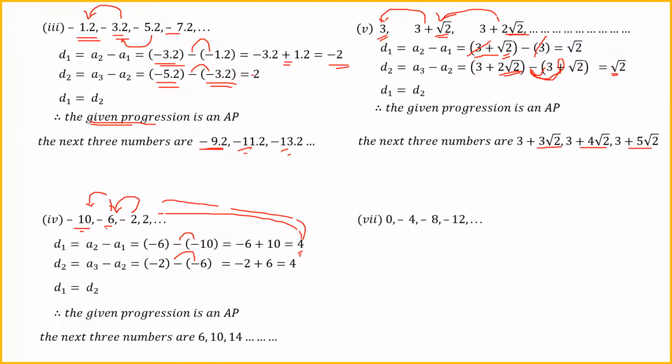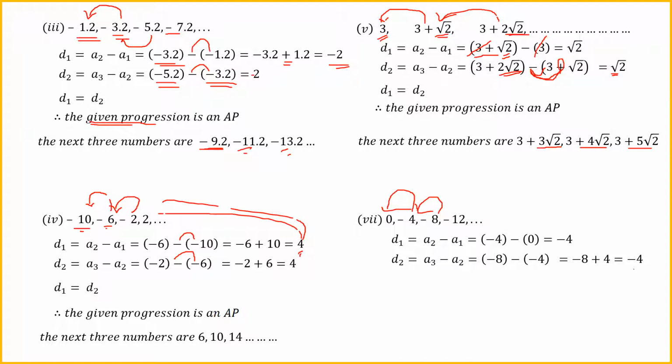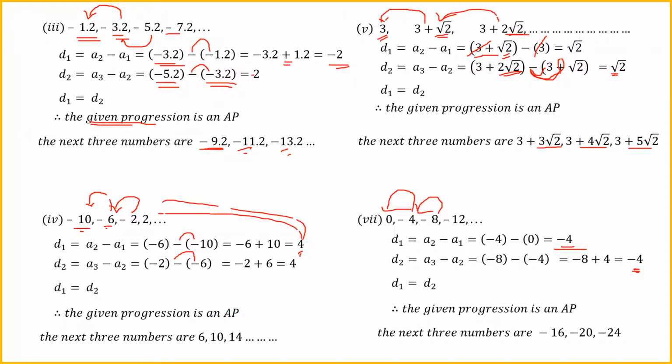The next question, 0, minus 4, minus 8, minus 12. Obviously the difference is minus 4, I believe. Minus 4 minus 0 remains minus 4. Minus 8 minus of minus 4 gives you minus 4 again. Here minus 4 and here minus 4. The value of d is constant. Therefore, it is an arithmetic progression. Then the next 3 terms of the same progression are minus 16, minus 20, and minus 24.